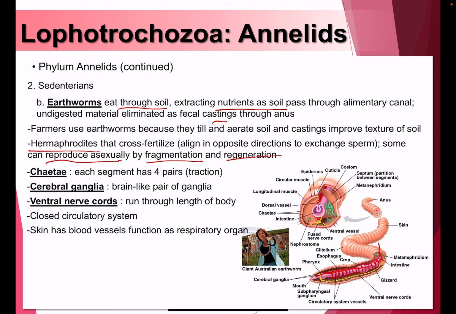Now, for anatomy parts of the earthworm, you have chaetae, just like before, which each segment actually has four pairs of for traction. If you look very close at this picture, there are little sticks coming out of its body. That's the chaetae. And then at the head, you have something called the cerebral ganglia that acts like a brain for the worm itself. And then there are ventral nerve cords that run through the length of the body to distribute those electrical signals, telling things when to contract and allow it to move.